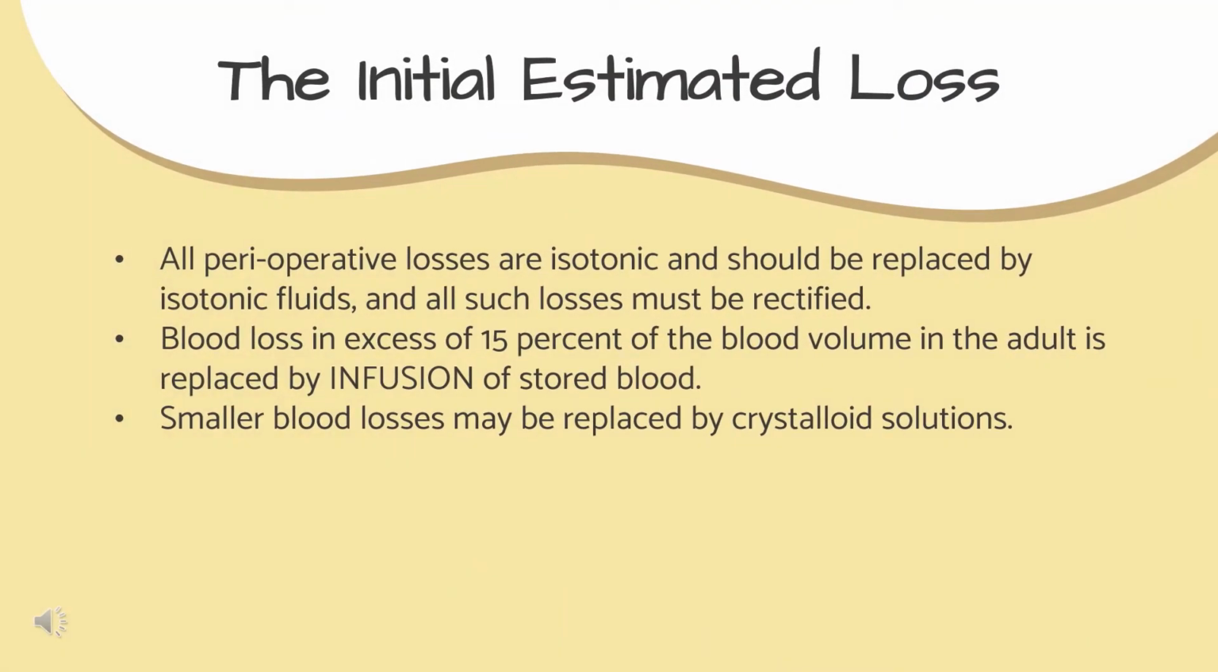For the initial estimated loss, all perioperative losses are isotonic and should be replaced by isotonic fluids, and all such losses must be rectified. Blood loss in excess of 15% of the blood volume in the adult is replaced by infusion of stored blood. Lastly, smaller blood losses may be replaced by crystalloid solutions.